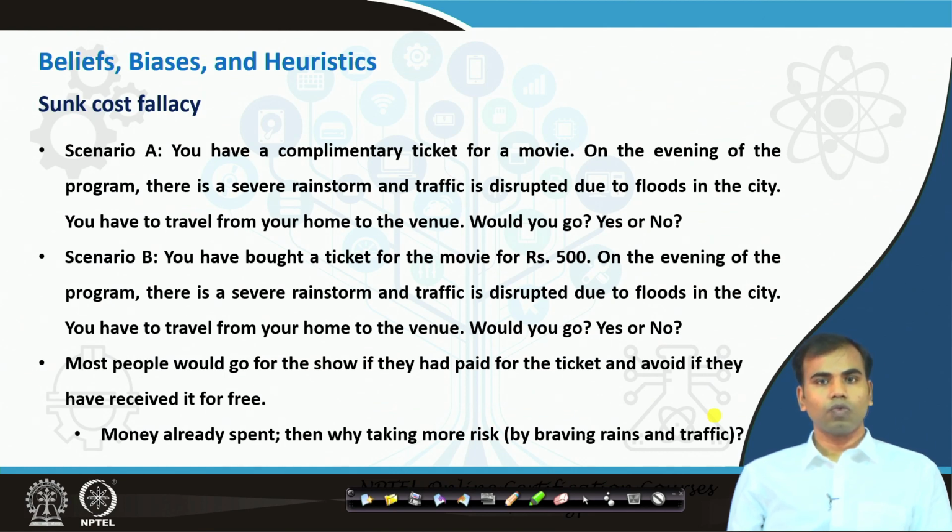So, why do people behave differently when it is coming for free and when it is coming for a price that you have paid? The reason is people tend to take more risk when they are spending money from their own pocket, and they take more risk by braving rains and traffic in this case. This particular example highlights a tendency of sunk cost fallacy, where people tend to justify the decisions, or rather bad decisions, that they have made, and thereby they make even further bad decisions.